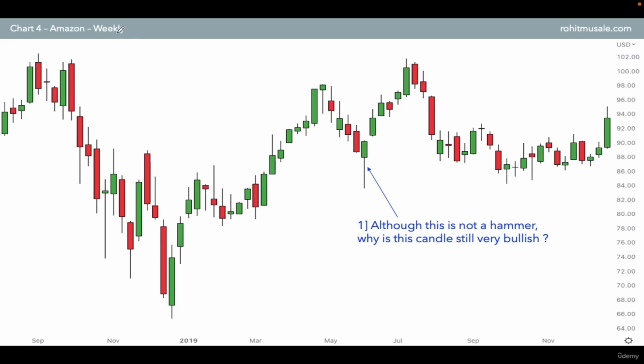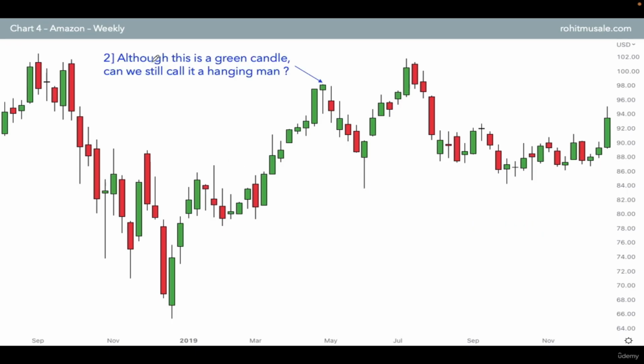Chart number 4. This is a weekly chart of Amazon. Question 1. Although this is not a hammer, why is this candle still very bullish? So we are looking at this candle. Number 2. Although this is a green candle, can we still call it a hanging man? So this particular green candle.